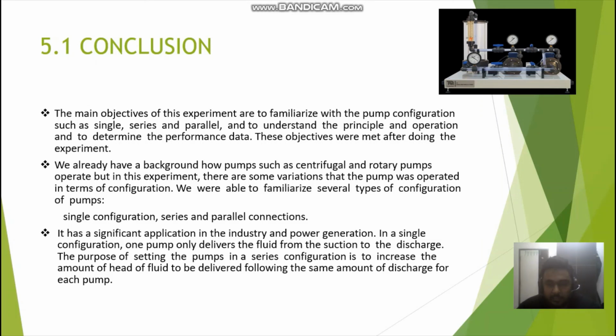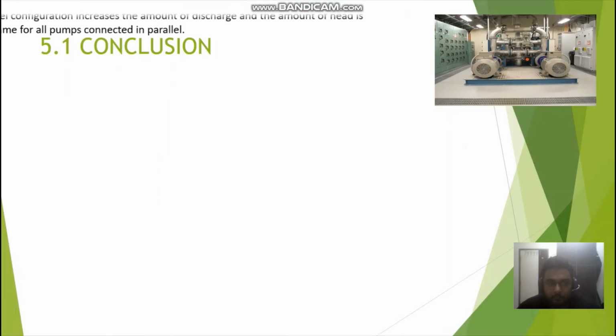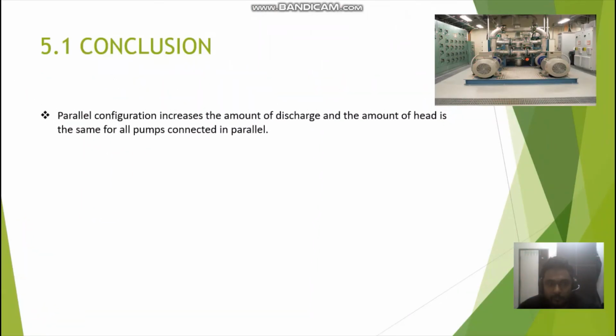In single configuration, one pump only delivers the fluid from the suction to the discharge. The purpose of setting the pumps in a series configuration is to increase the amount of head of the fluid to be delivered, following the same amount of discharge for each pump. Parallel configuration, on the other hand, increases the amount of discharge, and the amount of head is the same for all pumps connected in parallel.